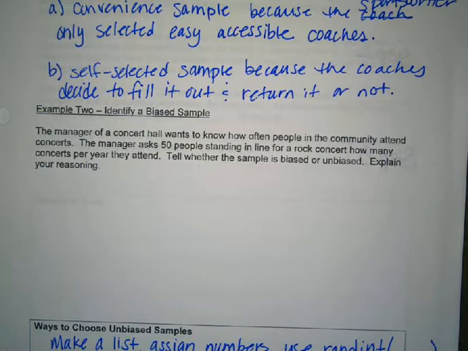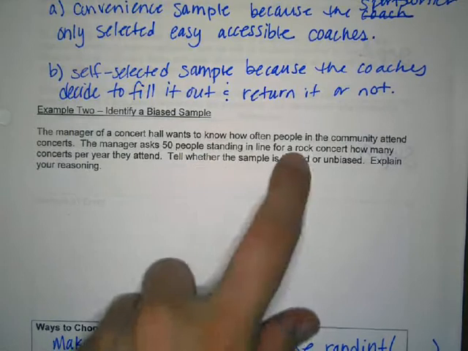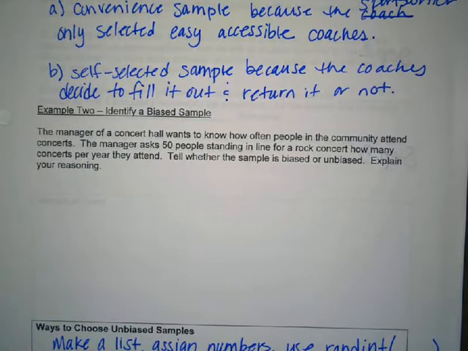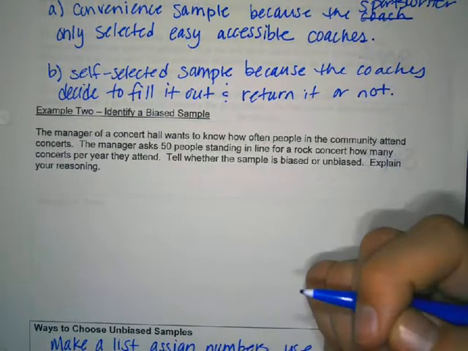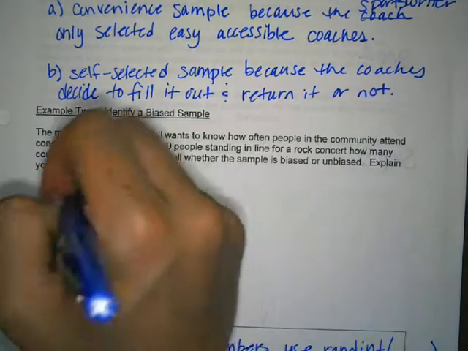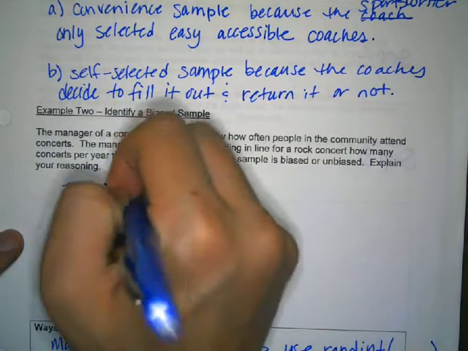In this case, the sample would be biased because he's only asking people that are already standing in line for a rock concert. So they're probably already more likely to go to concerts since they're already in line for one. So the explanation or the reasoning that you would have to give me, you'd have to state that the sample is biased.